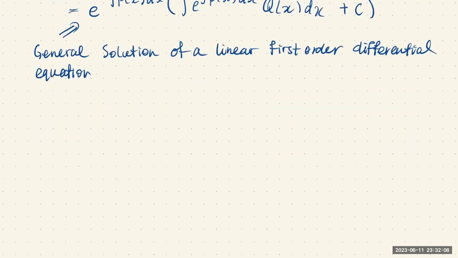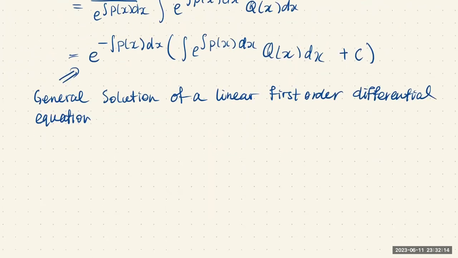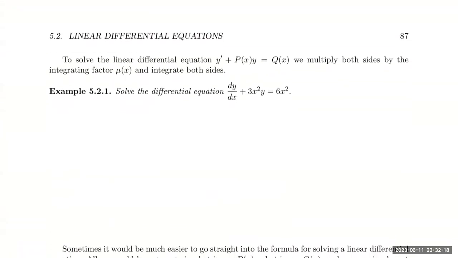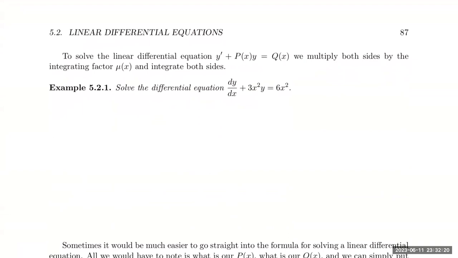So let's have a look at an example where in one case I won't use this formula up here, and then in the other case, I will have a look at the formula. So let's say that we want to solve the differential equation given by dy over dx plus 3x squared y equals 6x squared. So we want to make sure that the differential equation is of this form, which indeed it is.